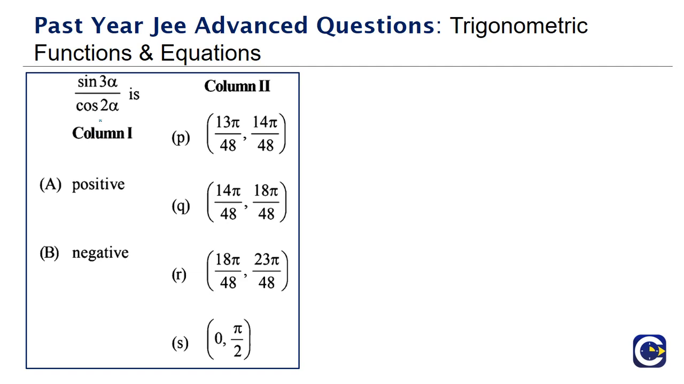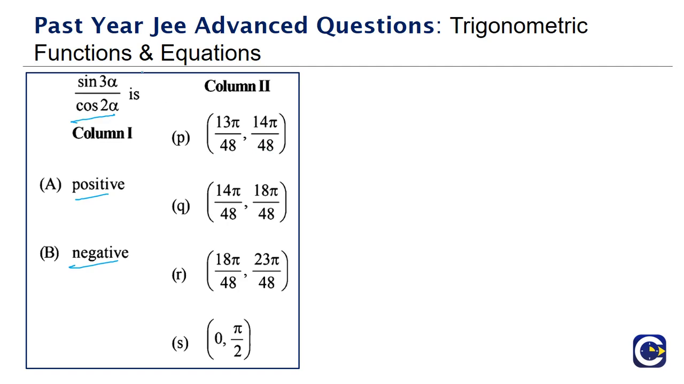Sin 3 alpha by cos 2 alpha is positive. Option A positive, option B negative. So this is a matrix matching type question. What we should do is find the cases in which these are positive and the cases in which these are negative.